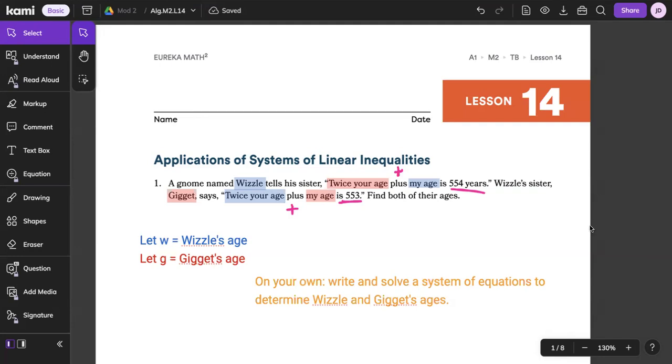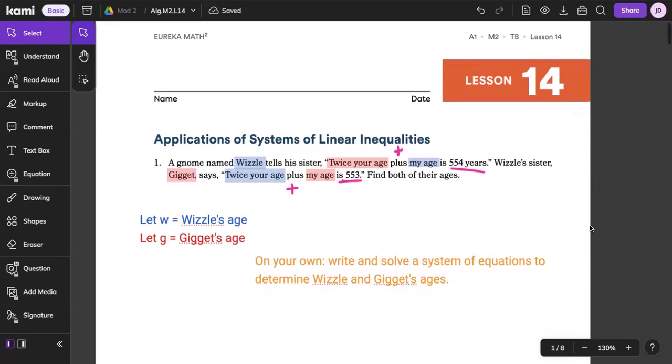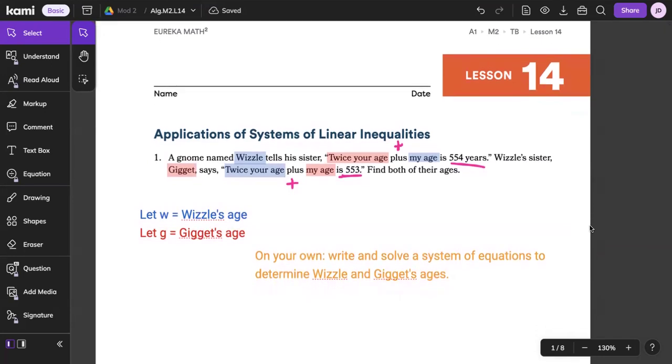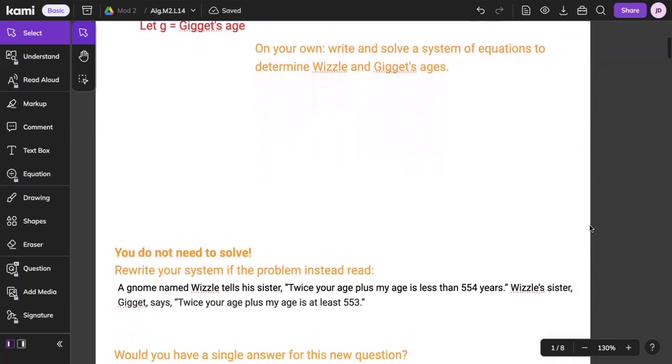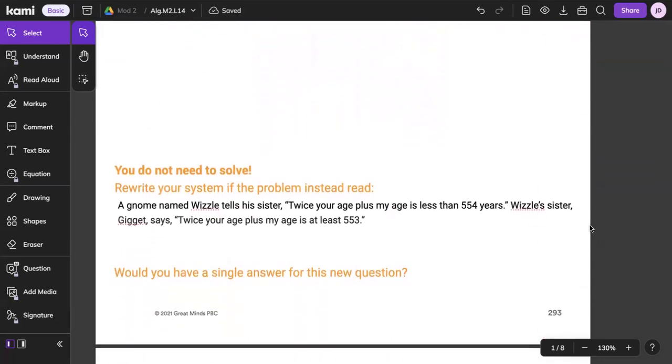I gave you your variables. You created a system of equations to solve. Just to check your own work quick, you should have gotten that Whizzle is 184 and Gigit is 185. So then down here, I need you to do these two questions on your own as well.